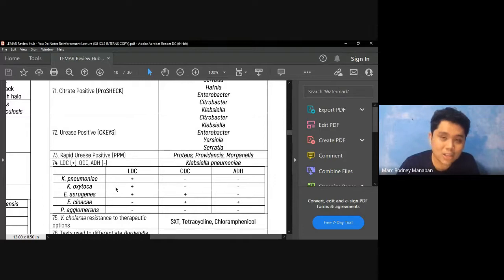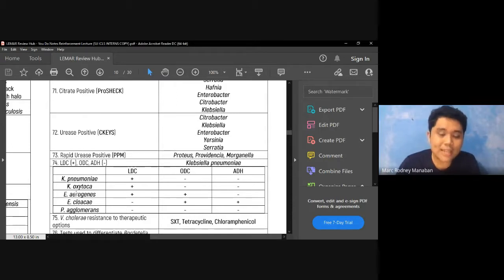So LDC means lysine decarboxylase, ODC ornithine decarboxylase, ADH arginine dihydrolase. So LOA, leave of absence. Lysine decarboxylase, ornithine decarboxylase, and arginine dihydrolase. Now, for Klebsiella pneumoniae and Klebsiella oxytoca, both of them are LDC positive only. They are negative for ODC and ADH.